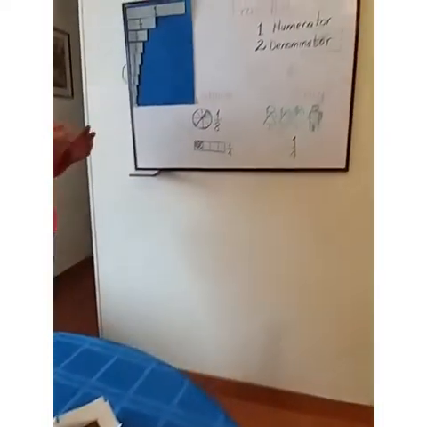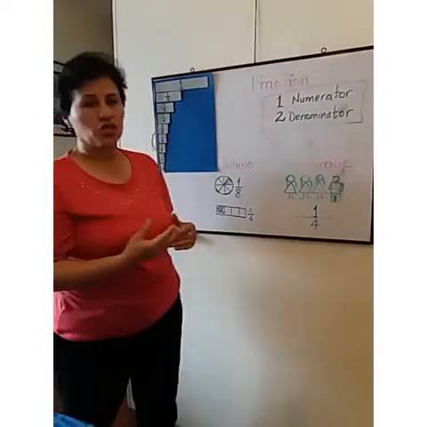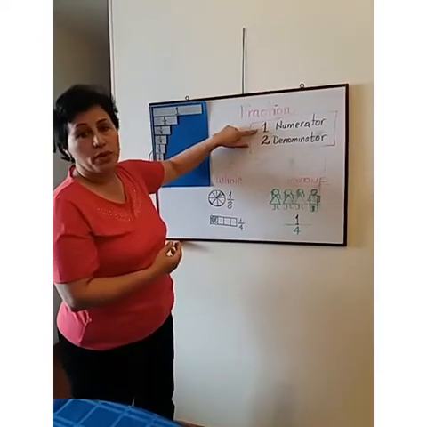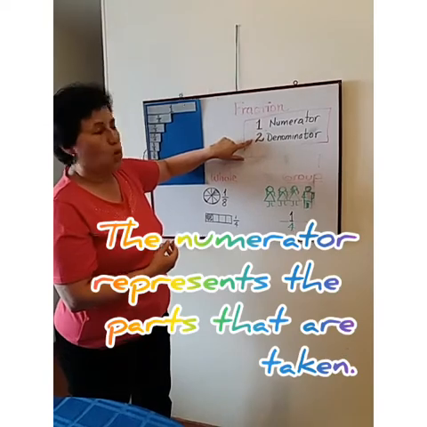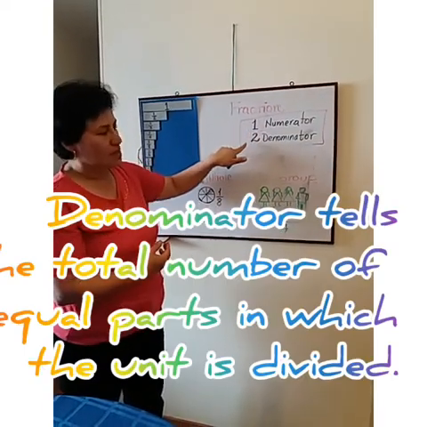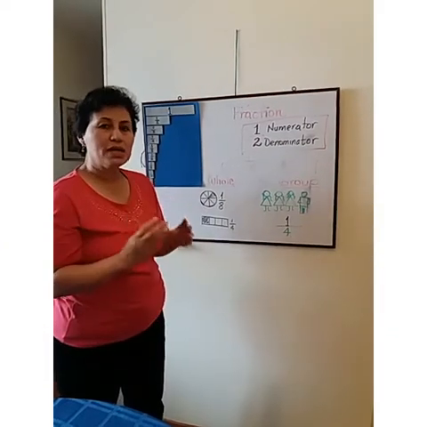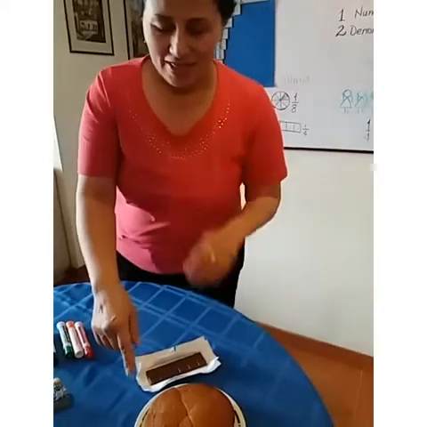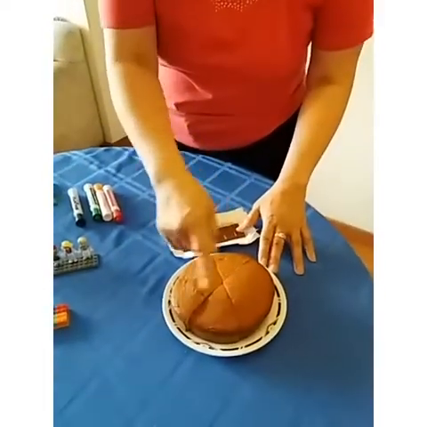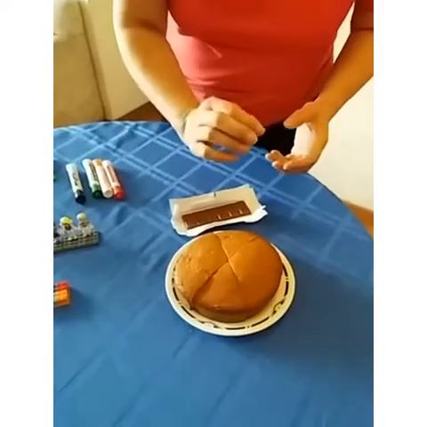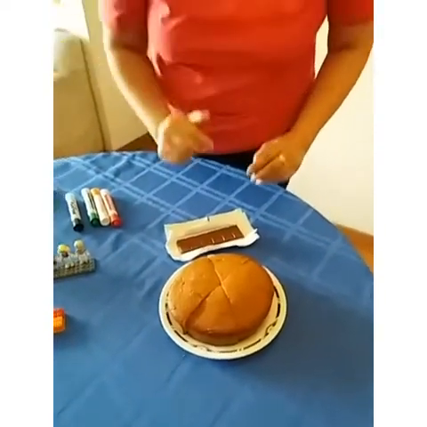If we come here to the board, we are going to understand that a fraction has 2 main parts. One is called the numerator and one is called the denominator. The denominator is telling me into how many equal parts the unit is divided. So in here, the cake has 6 parts. The denominator is 6. The part that I eat is 1 out of 6.